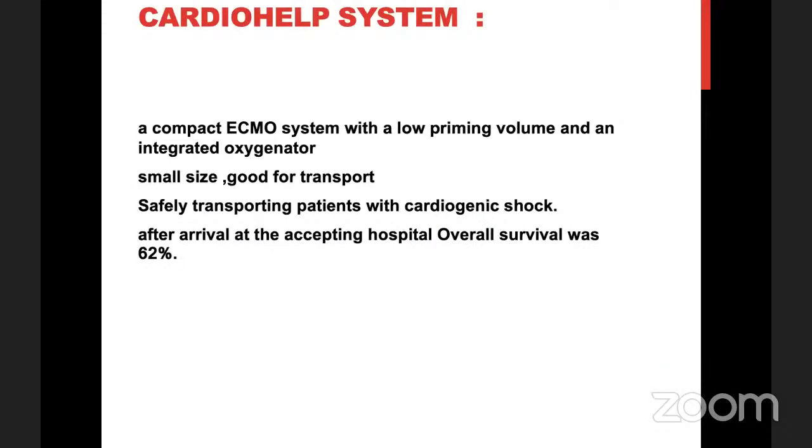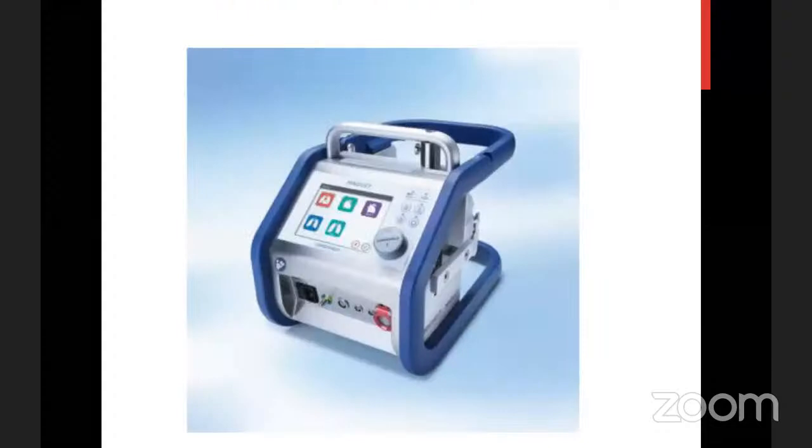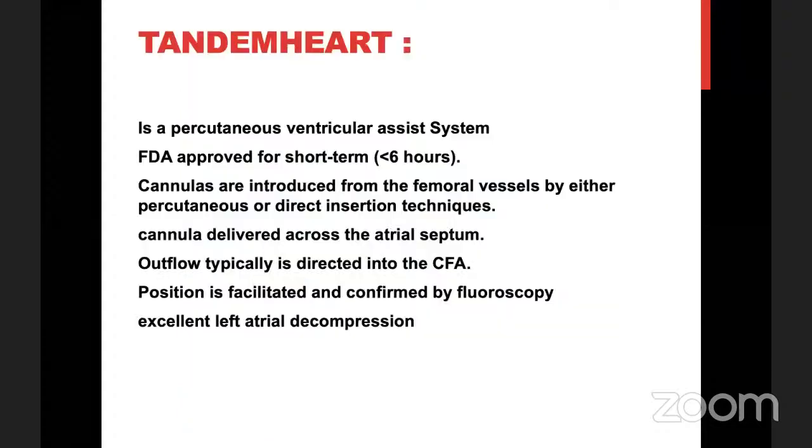So newer devices we're going to talk about briefly. The CardioHelp system is a compact ECMO system with a low priming volume and an integrated oxygenator. Its small size is good for transport, which is one of the advantages of using this device, safely transporting patients with cardiogenic shock. After arrival at the accepting hospital, overall survival was 62%. I couldn't find the studies about this device yet. It's under process. If you see, this is the CardioHelp system.